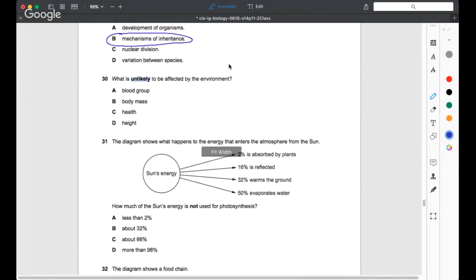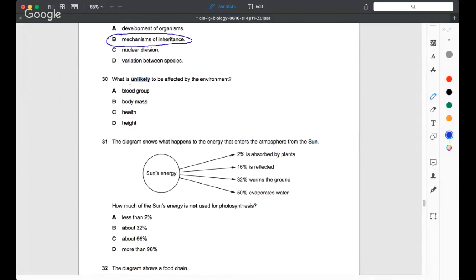What is unlikely to be affected by the environment? Blood group, body mass, health, or height. So this is blood group, because blood group is genetic. But body mass, if you don't eat as much or you eat lots, then you're going to get fat or very skinny, in which case you're going to be heavier or lighter, so that body mass can be affected by the environment. Health, if you eat really unhealthily or you don't do any exercise or you smoke lots, then your health is going to be affected, and that's environment, not genetic.